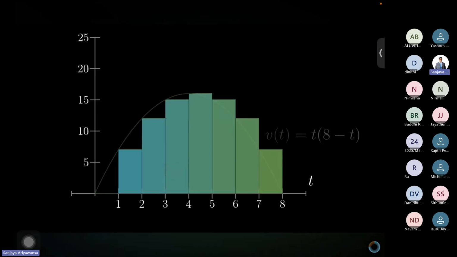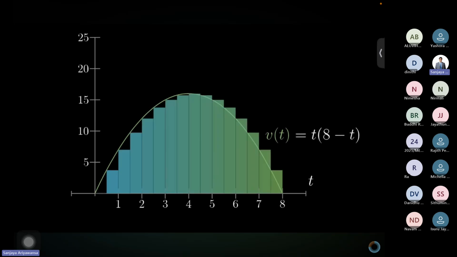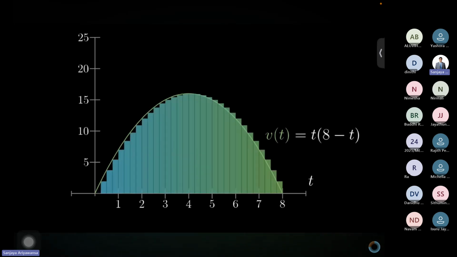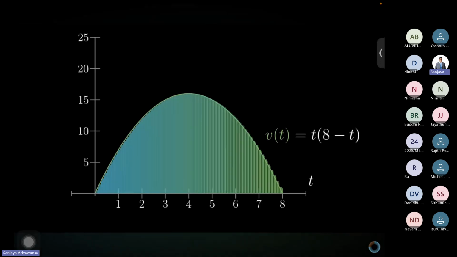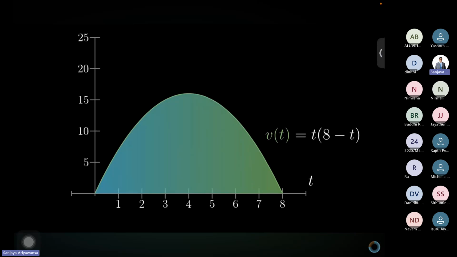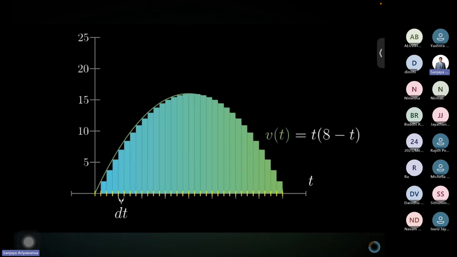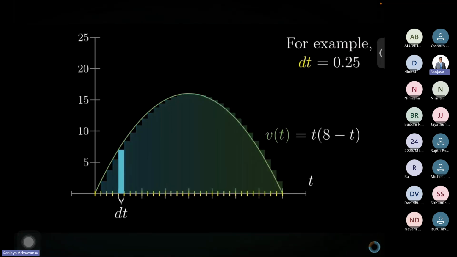So what we're going to do is approximate the velocity function as if it was constant on a bunch of intervals. And then, as is common in calculus, we'll see how refining that approximation leads us to something more precise. Here, let's make this a little more concrete by throwing in some numbers. Chop up the time axis between 0 and 8 seconds into many small intervals, each with some little width dt, something like 0.25 seconds.